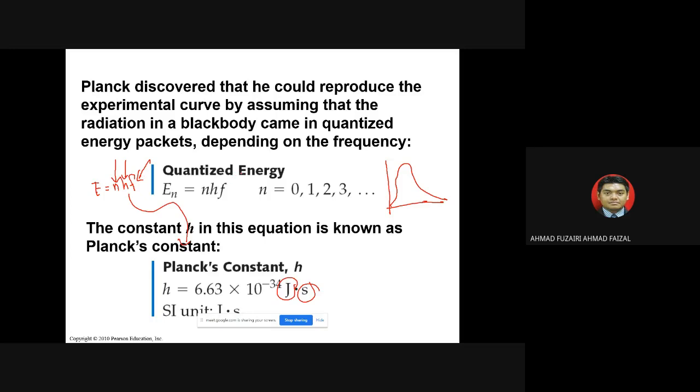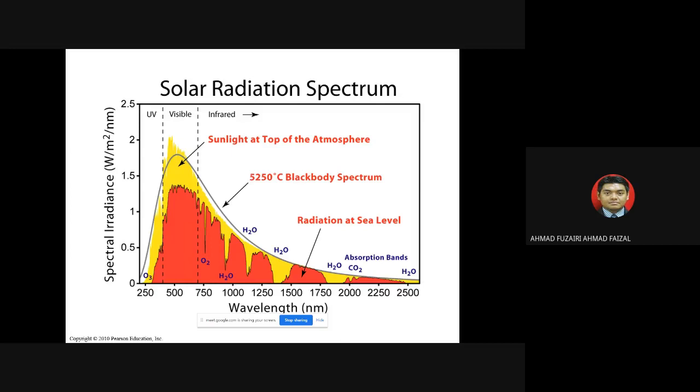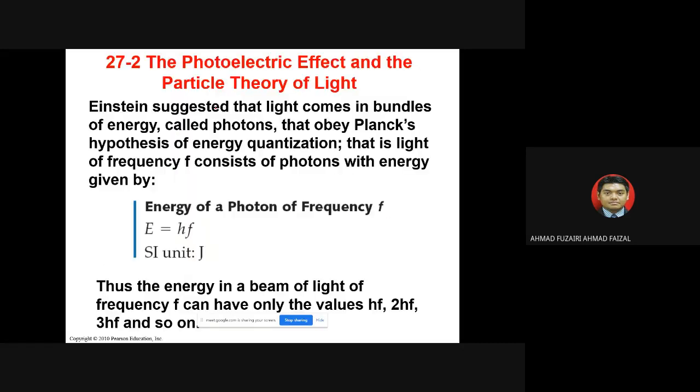So this energy will be based on the frequency. The higher the frequency, the higher the quantized energy. All right, this is the solar radiation spectrum, where you can see the radiation spectrum based on the solar energy. It is similar to what we learned, where you can have UV, visible, and infrared regions.